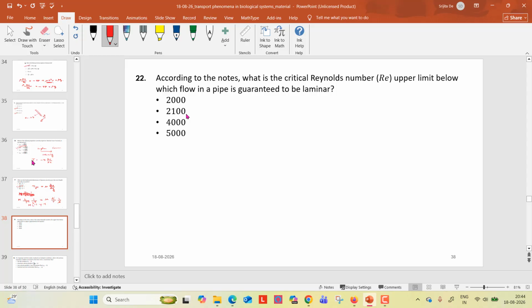According to the notes, what is the critical Reynolds number upper limit below which the flow in a pipe is guaranteed to be laminar? It is 2100. Next.